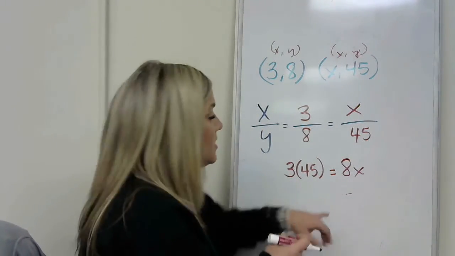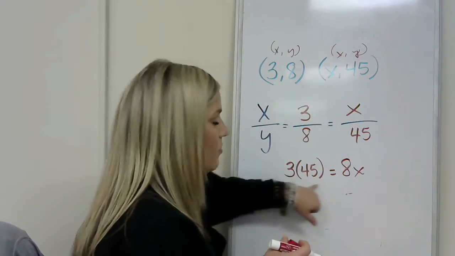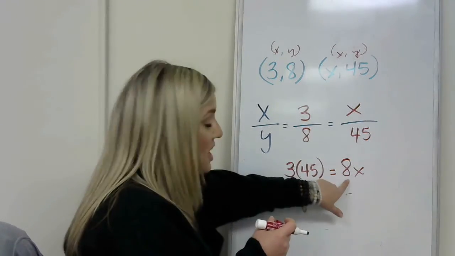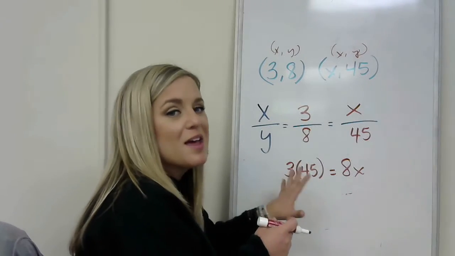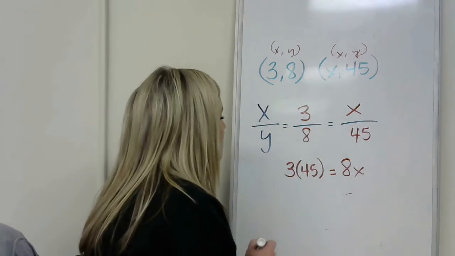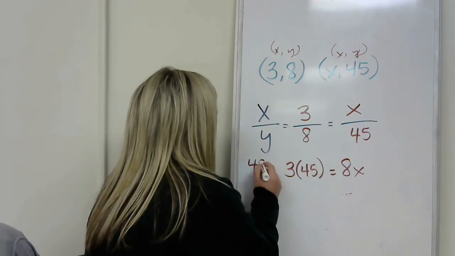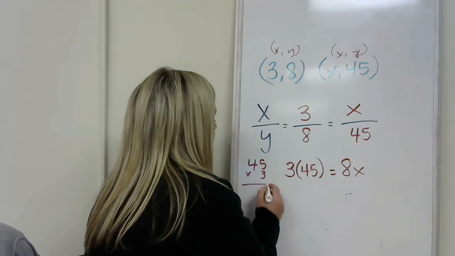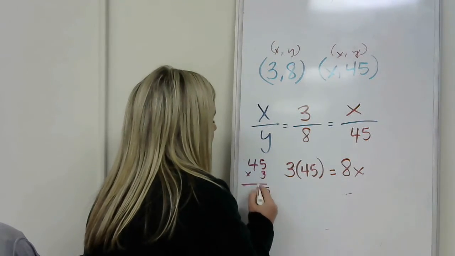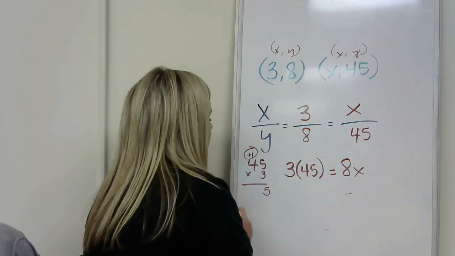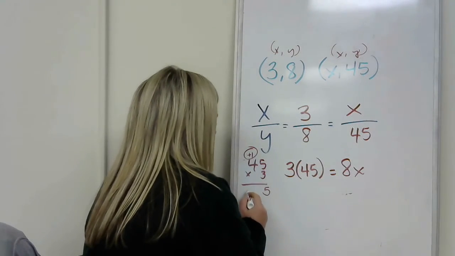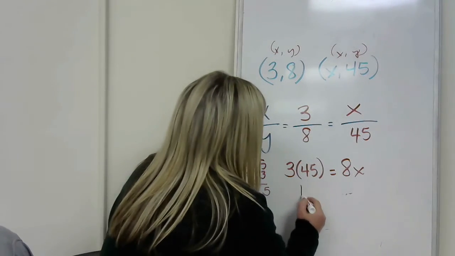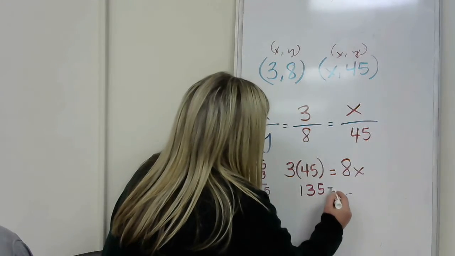All right, now, I like to ask myself, can I divide 8 by any number over here? And I can't. If it was 9, yes, this would be super easy and I could get that to be 5, but it's not. So I'm going to multiply 45 times 3. 5 times 3 is 15. The 5 can stay. The 1 got to go. 4 times 3 is 12, and 12 plus 1 is 13. All right, so now I have 135 is equal to 8x.